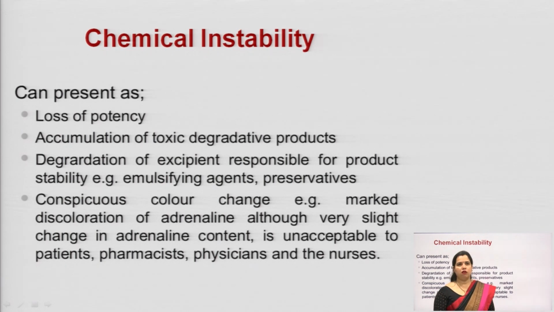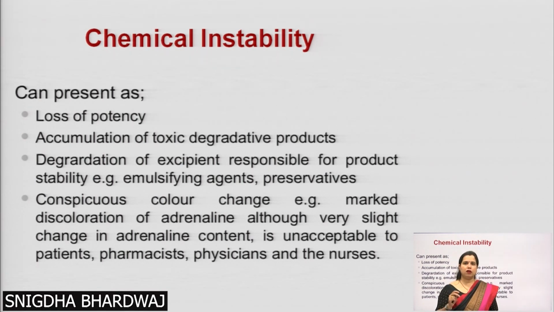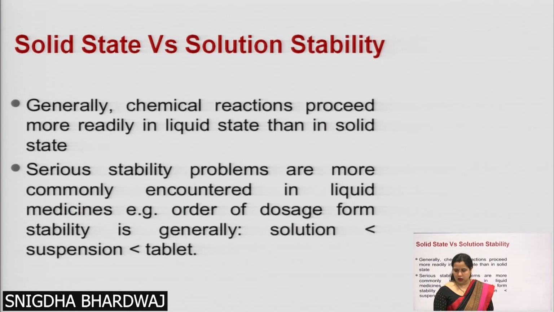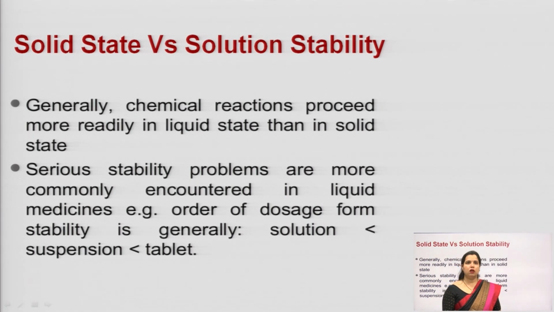Chemical instability basically represents a loss of potency, accumulation of toxic degradative products. So, when we say that a drug is chemically unstable, we are saying that it is not in its active form and it is totally degraded. So, either loss of potency, accumulation of toxic degradatives, excipients degradation, or color change, these are the signs of chemical instability. Solid state versus solution stability: chemical reactions proceed more rapidly in the liquid state as compared to solids. So, serious stability problems are more commonly encountered in liquid medicines. In order of dosage form, a solution has lesser stability as compared to a suspension and then tablets. So, tablets are more stable as compared to liquid forms.